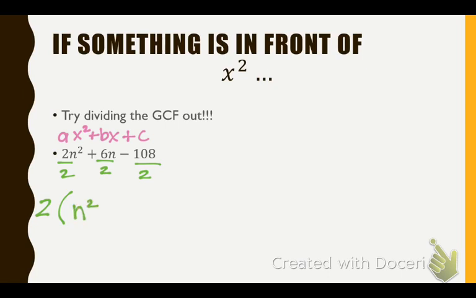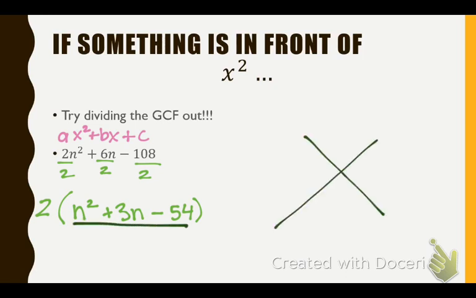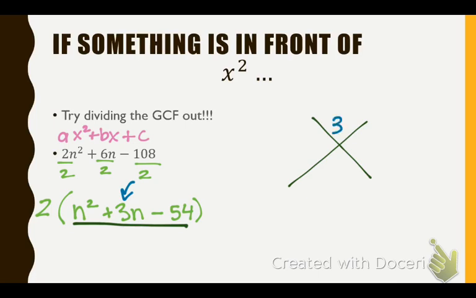You'll factor out 2, leaving n squared plus 6n divided by 2, which is 3n, minus 54. So now when we go to do our x method, we take these over here. I underlined it for you. Our b term is now a 3. And our a times c, our a is 1, times c is negative 54, which will be negative 54.